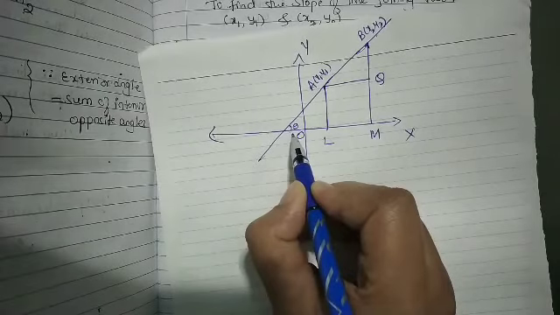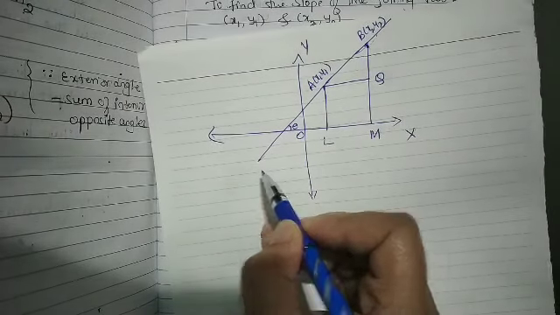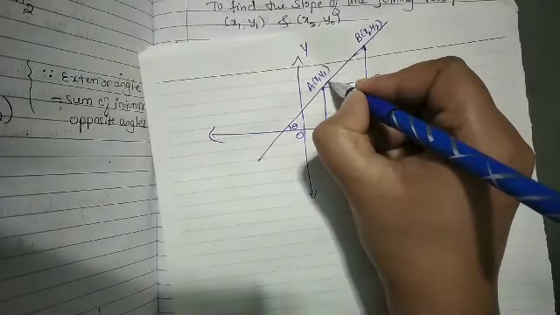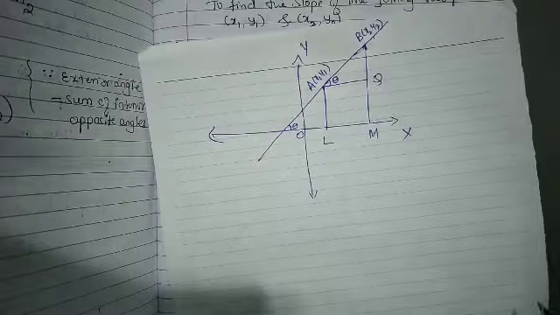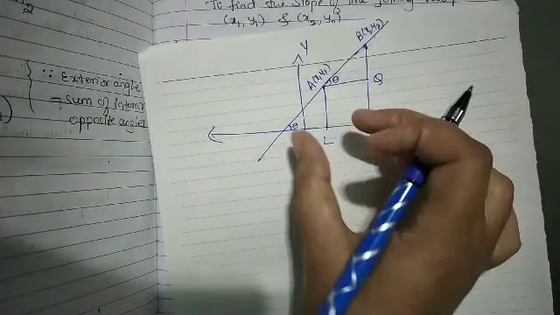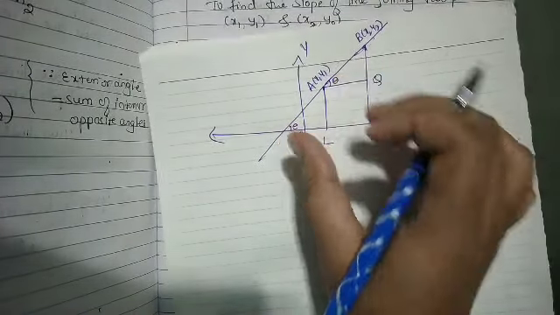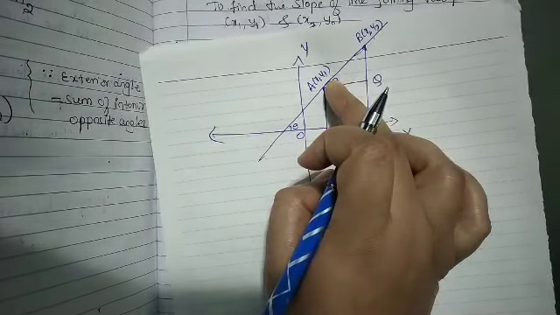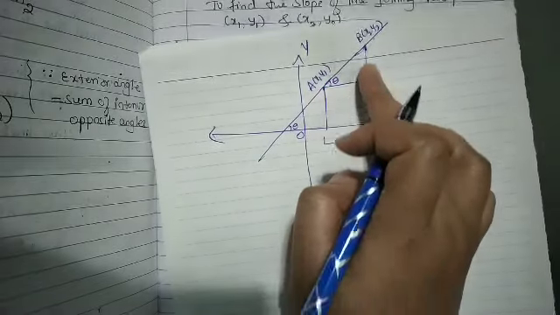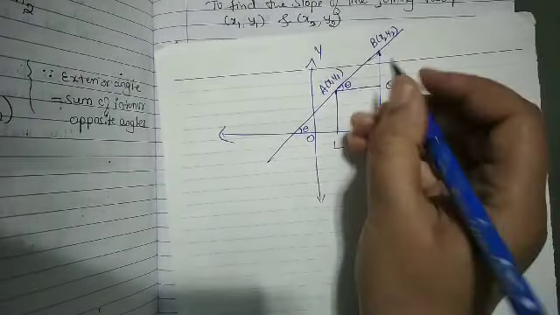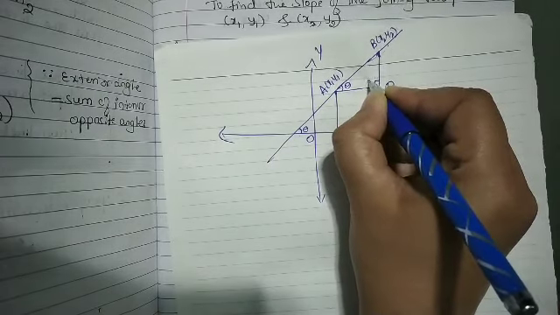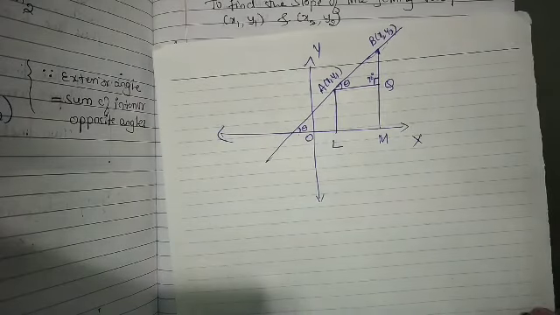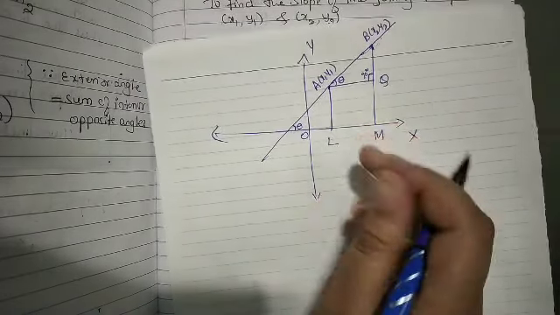Let theta be the angle made by the line AB with the positive direction of the x-axis. So if this is angle theta, this will also be angle theta. Why is this theta? Because adjacent angles are the same. And here this is a right angled triangle, therefore it is 90 degrees. Now, what is the distance OL?